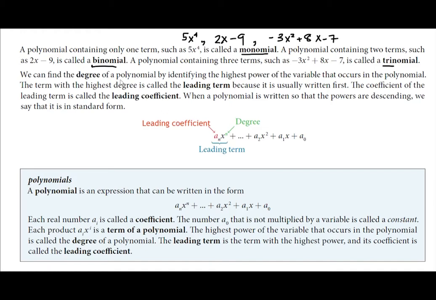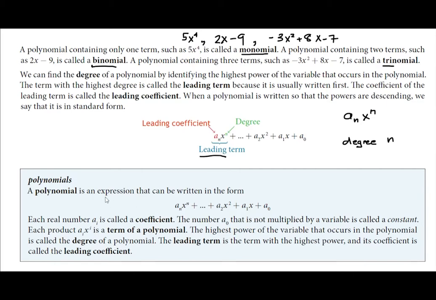Now we can find the degree of a polynomial by identifying the highest power of the variable that occurs in the polynomial. The term with the highest degree is called the leading term. So we can see that here. In this case, it's a sub n x to the power n. So the leading term is a sub n, that's just a constant, x to the power n. So the leading coefficient is a sub n, and the degree is n.